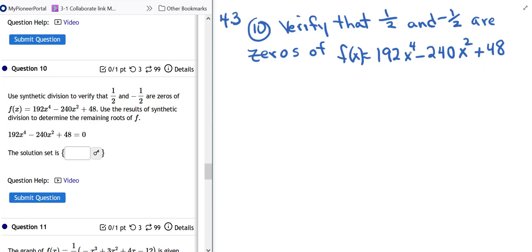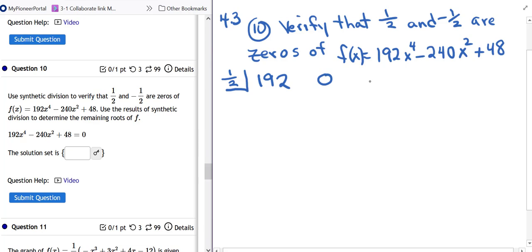This one is a degree 4, so we would need 2 zeros to be able to get it down to a quadratic. But for our synthetic division, we'll use 1/2 and 192. We are missing x to the third, so put a 0 there. -240. We are missing x to the first, so you need a 0 there, and a 48.